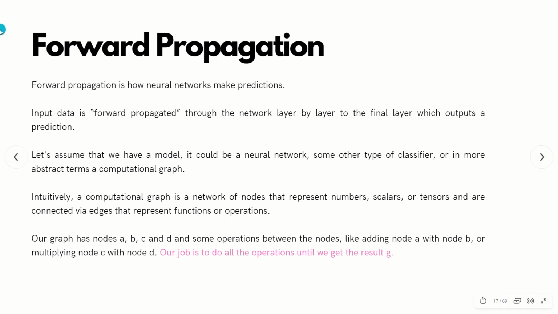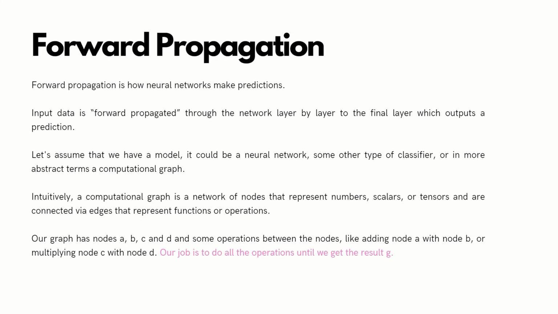So let's say we have a model. Let's make a simple assumption that if you have a model, it could be a neural network, it could be some type of classifier, and the best way of understanding it is in the form of a computational graph. Just like a decision tree. If you think of a computational graph, it's just a network of nodes. You can just think of a decision tree. Now a decision tree is nothing, it's just a network of nodes connected by branches.